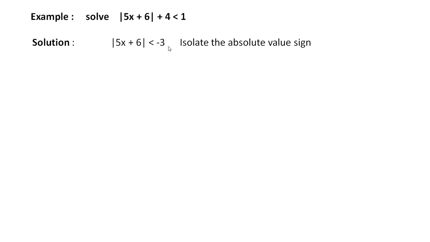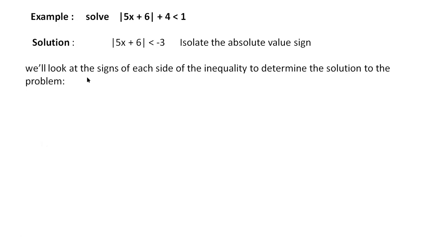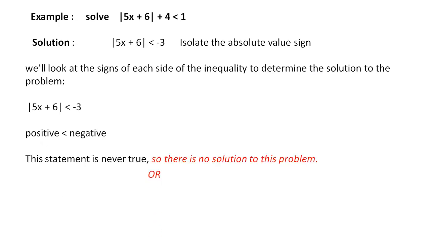Now, this is the condition of case 3. We will look at the sign of each side of the inequality to determine the solution to the problem. The absolute value of 5x plus 6 is less than a negative number, and a positive number cannot be less than a negative number. So the solution set is a null set, or there is no value of x which satisfies the given inequality.